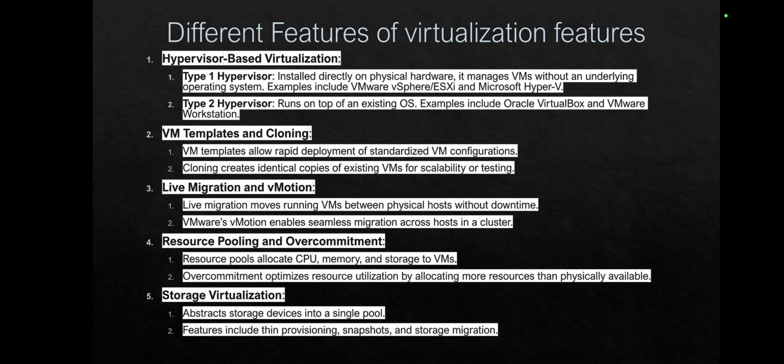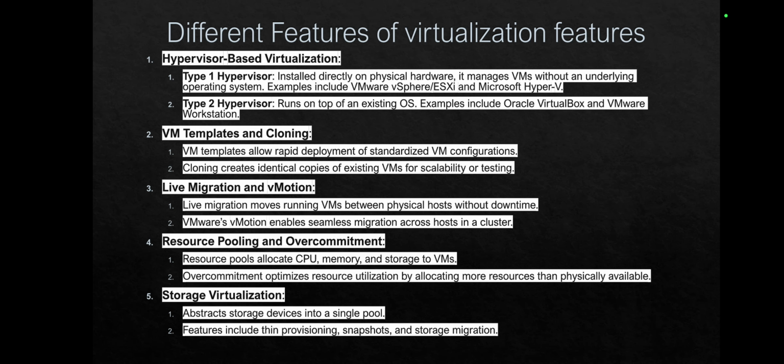2. VM templates and cloning. VM templates allow rapid deployment of standardized VM configurations. Cloning creates identical copies of existing virtual machines for scalability or testing. 3. Live migration and vMotion. Live migration moves running VMs between physical hosts without downtime. VMware's vMotion enables seamless migration across hosts in a cluster.